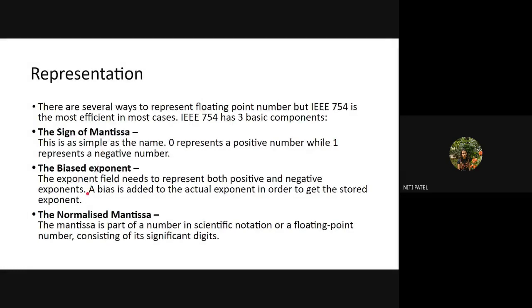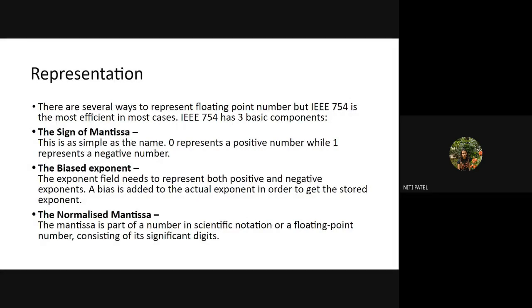Okay. Next is the bias exponent. Now what is this bias exponent? The exponent field needs to represent both positive and negative numbers. So this field will represent two kinds of numbers, which can be either positive or negative. Okay. A bias is added to an actual exponent in order to get the stored exponent. Now what does this mean? In IEEE, we have two types of representation, a single precision representation and a double precision representation. What are these both? We'll be seeing in the slides ahead.